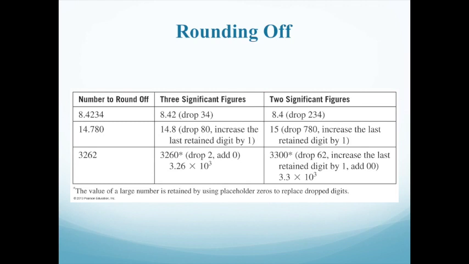And then finally, for 3,262, if you need 3 significant figures, you drop the 2 and add a 0, leaving 3.26 times 10 to the 3rd power. And if you only need 2 significant figures, it's 3,300 because you drop the 6-2, round up the 2 to a 3, and add 2 zeros, leaving 3.3 times 10 to the 3rd power.